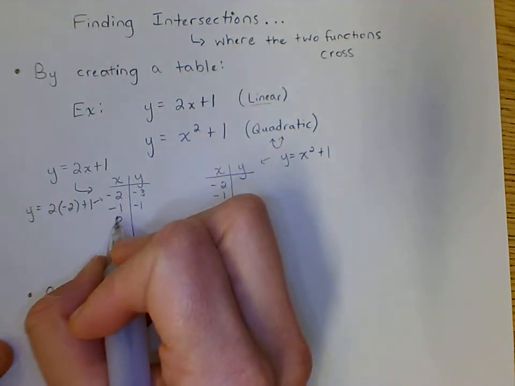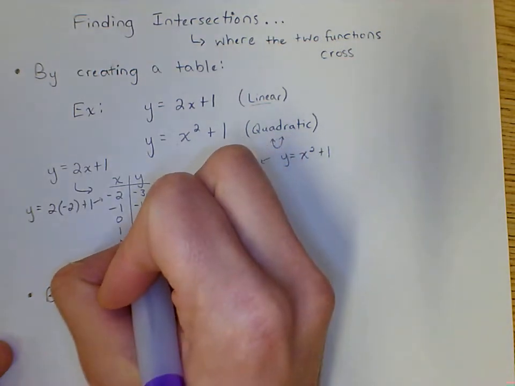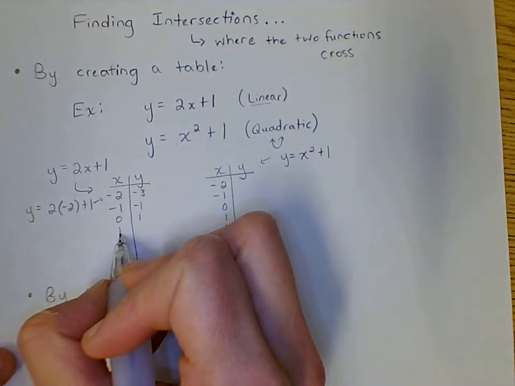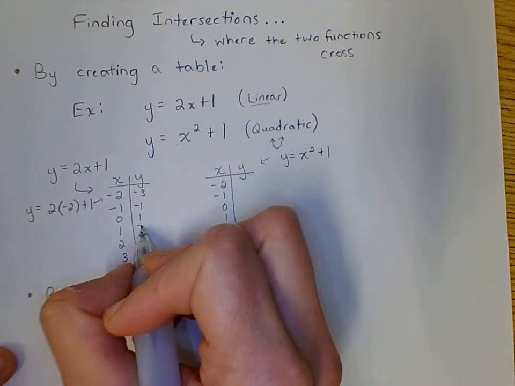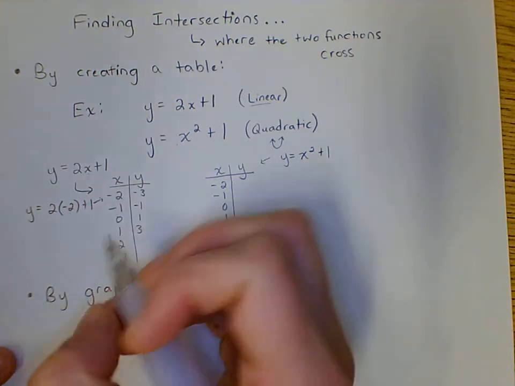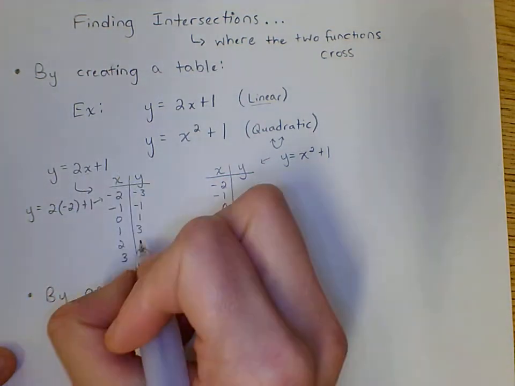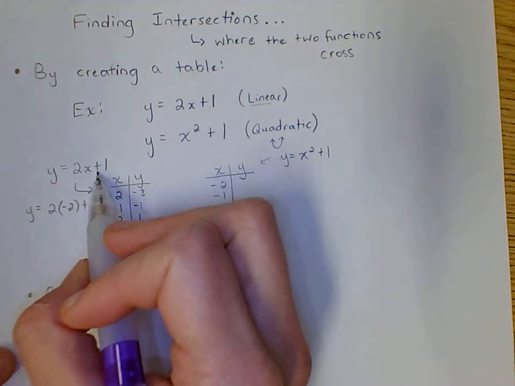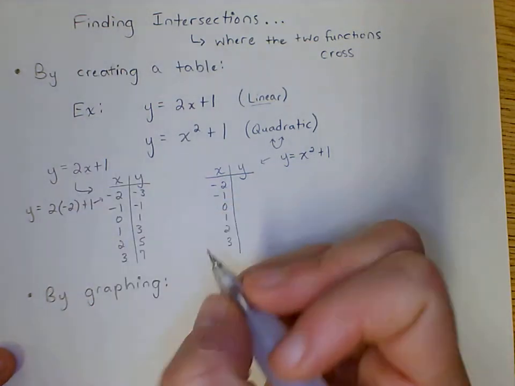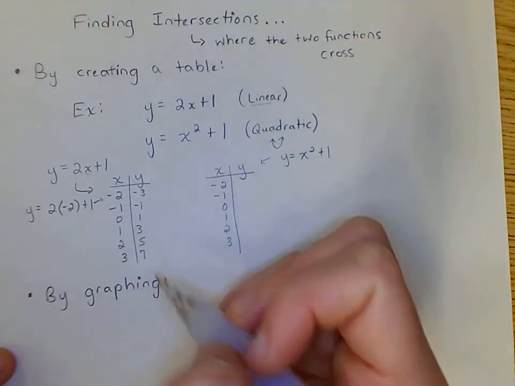Same thing when I plug in 0: 2 times 0 is 0, plus 1 ends up giving me 1. When I plug in 1, 2 times 1 is 2, plus 1 is 3. I'm just plugging in each x value. When I plug in 2, 2 times 2 is 4, plus 1 is 5. And when I plug in 3, 2 times 3 is 6, plus 1 is 7. Also, if you remember, linear functions will increase or decrease by the same number.